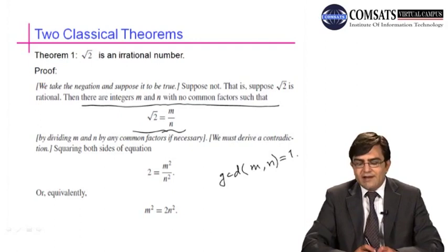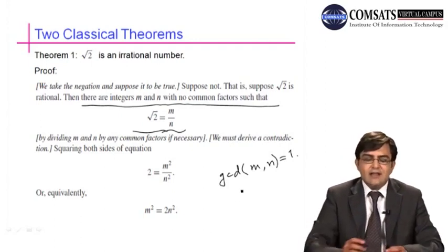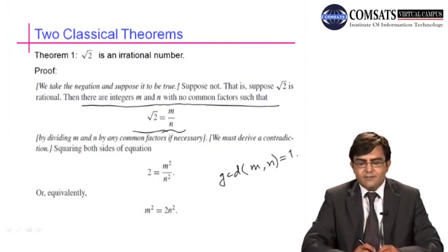The GCD of m and n must be 1, or you can say that there is no common factor in m and n. So we write square root 2 is equal to m by n, which is the form of a usual rational number. Now we take the square on both sides.